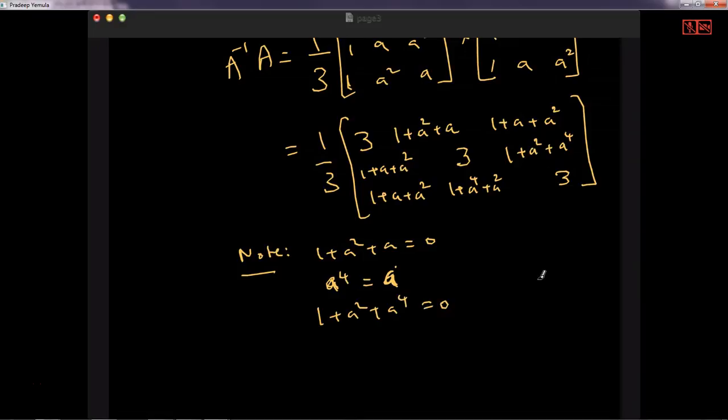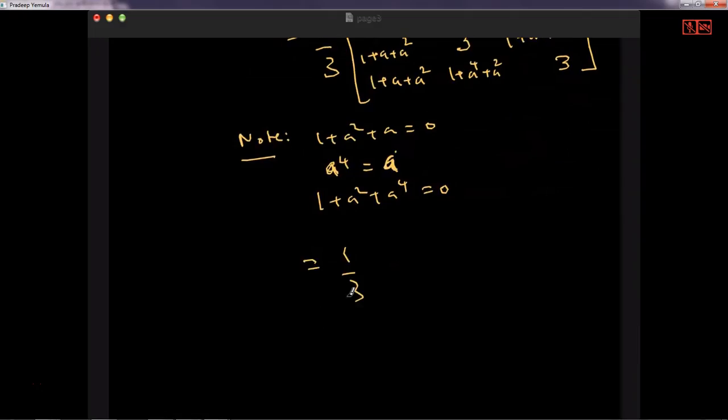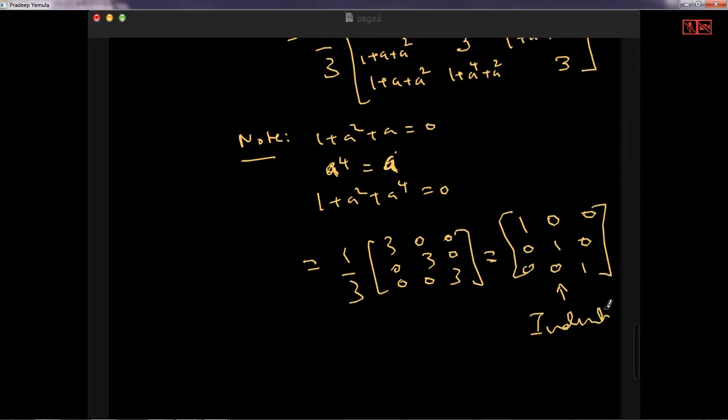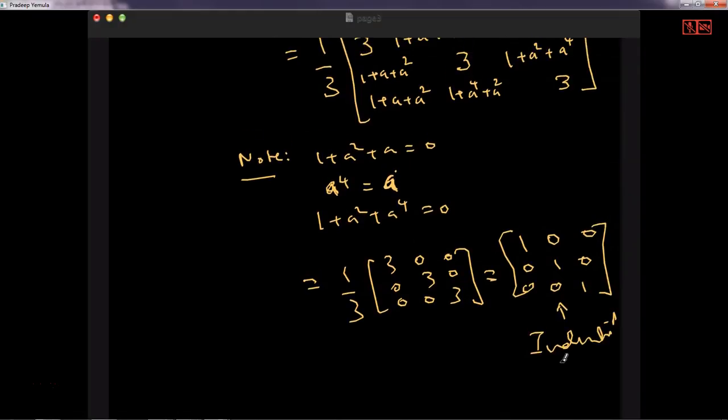So then I get 1 by 3 into 3, 3, 3, 0, 0, 0, 0, 0, 0. This is nothing but 1, 0, 0, 0, 1, 0, 0, 0, 1. So this is nothing but your identity matrix. So therefore it is true.